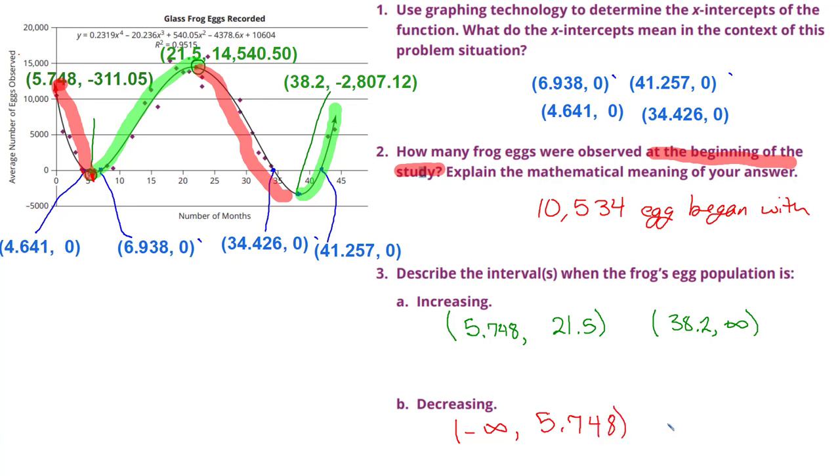And then where else am I decreasing from what 2 points? So what is my x value here? 21.5. What is my x value here? And again, I use parentheses.